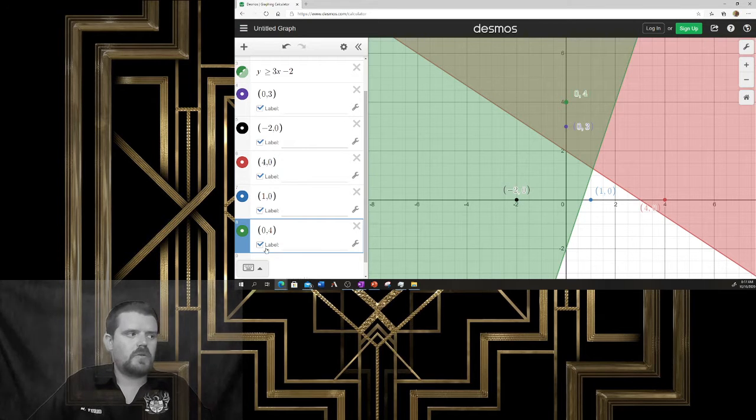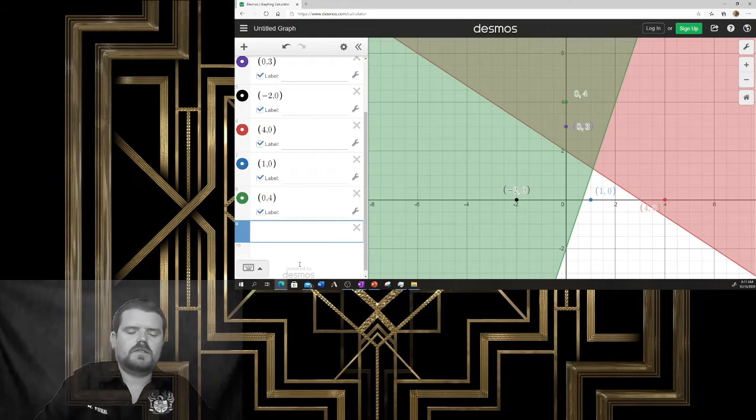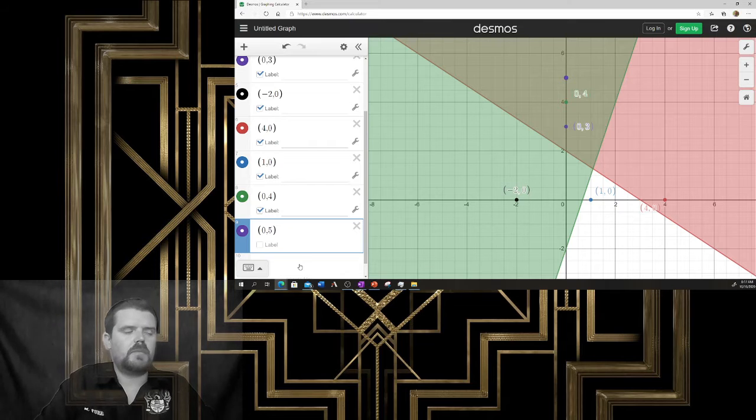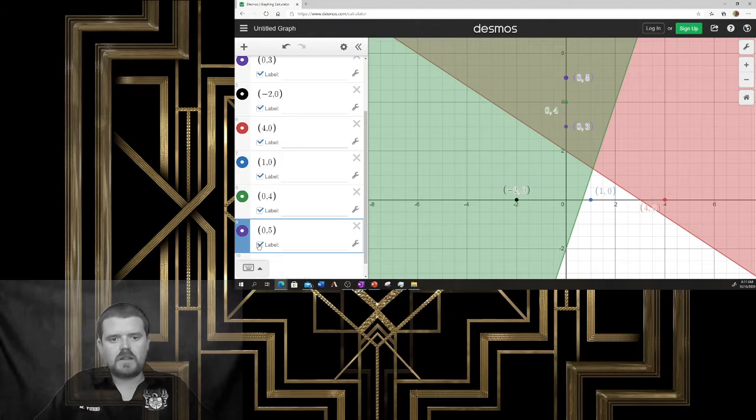So 0, 3, 0, 4, 0, 5, and you could keep going up. You don't have to pick the points on the axes, but they're the low-hanging fruit. They're the easy ones to get. Okay. That's most of your questions for your assignment, and that's what it looks like in a textbook as well.